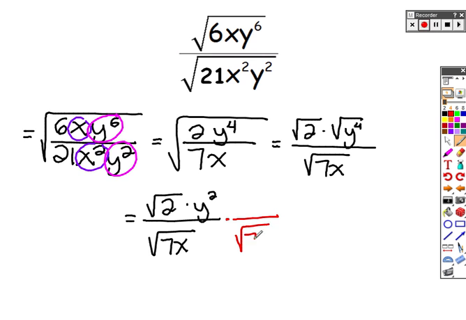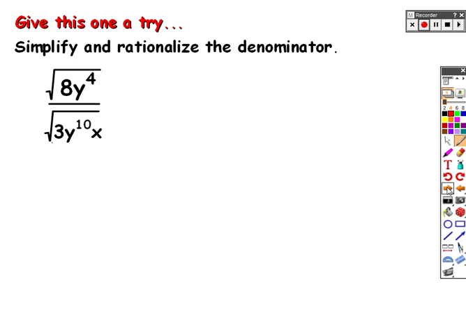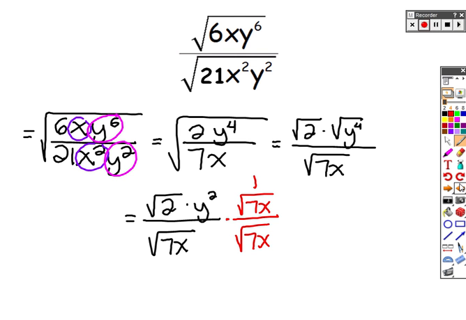So I multiply by the square root of 7x. I have to multiply the top and the bottom. This fraction equals 1, so I'm not changing the value of anything. And lastly, if I'm multiplying fractions, go across the top, multiply across the bottom, and you've got a y squared out front under the radical sign. I'm going to take the 2 times the 7 times the x.